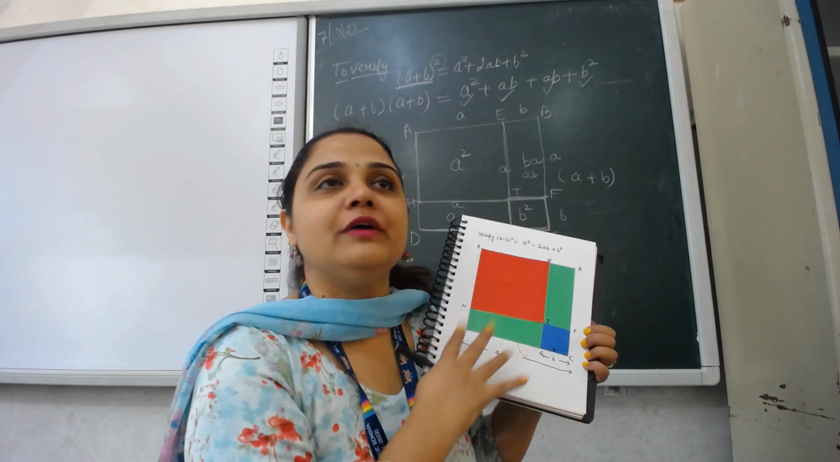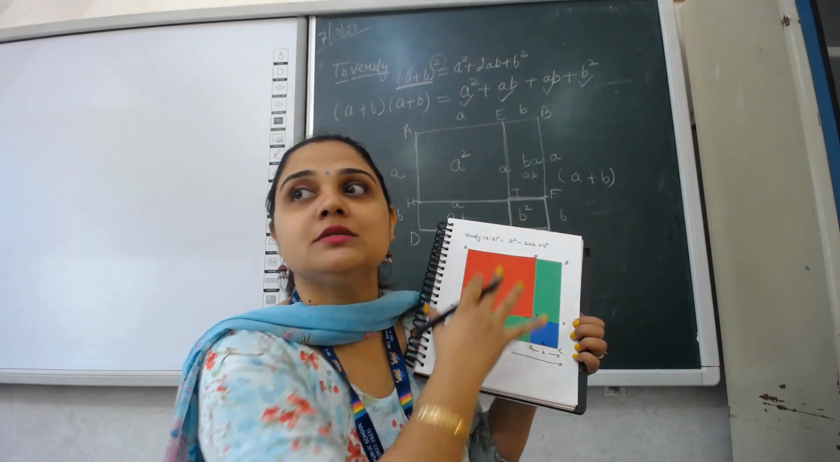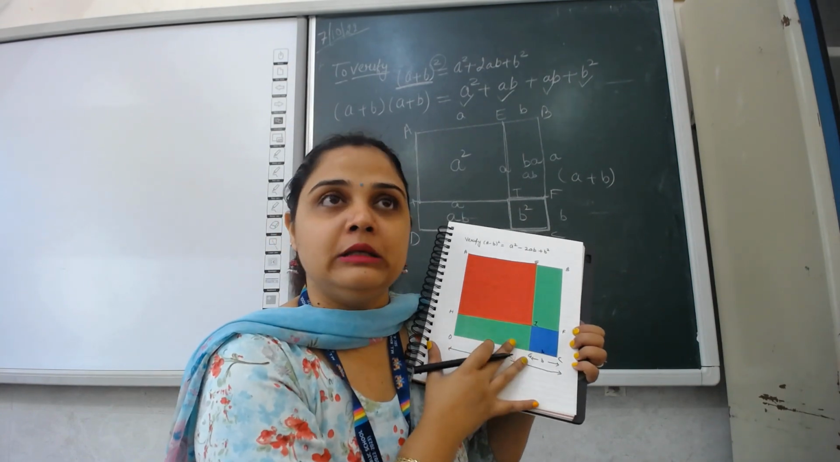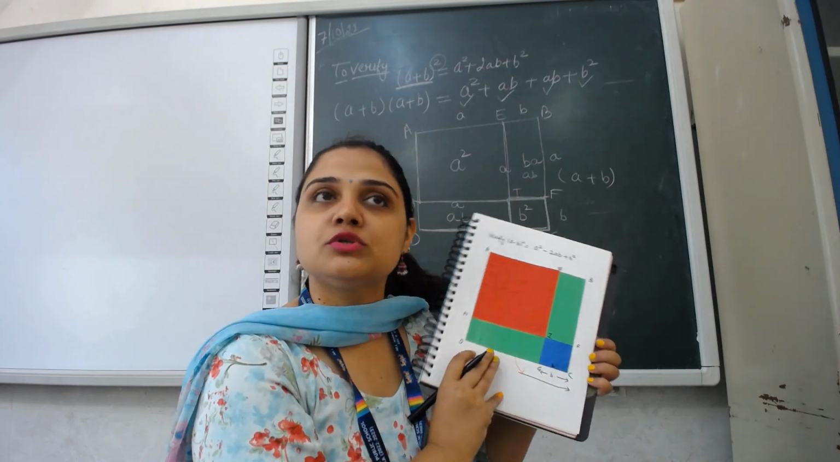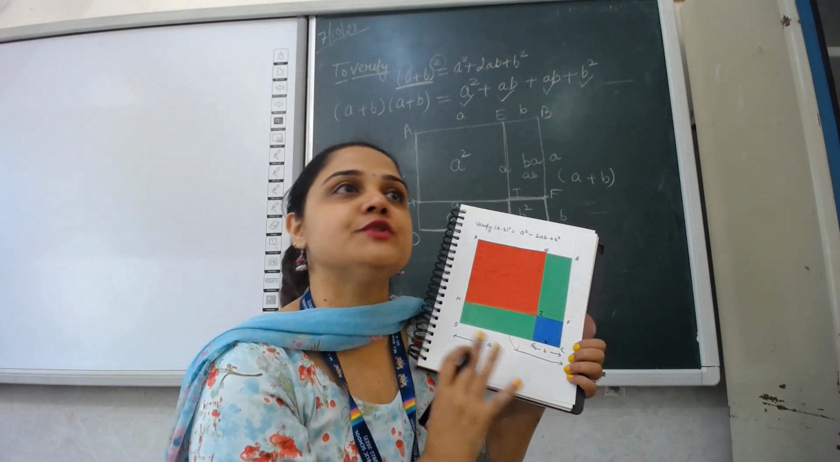So now we are going to verify for A minus B whole square. What difference are we going to make in this? The image is almost the same, the labelings are also the same, but this time the measurements of the sides we are changing.